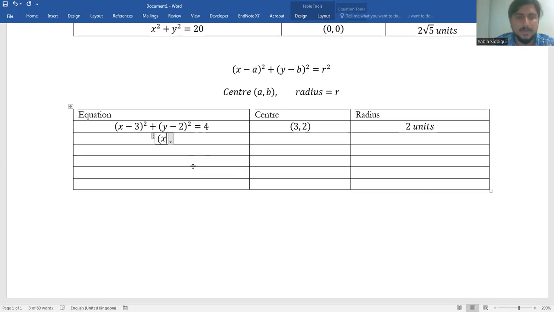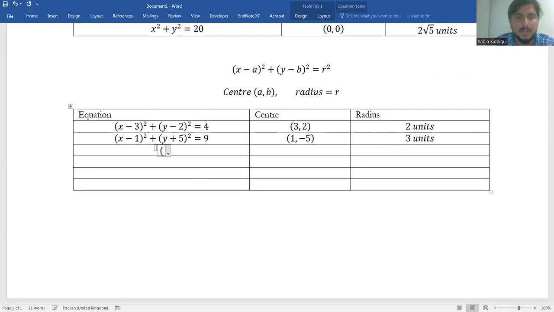Similarly, if I write another equation, (x minus 1) whole square plus (y plus 5) whole square is equal to 9. So in this case, the center is (1, minus 5) and the radius is 3 units.